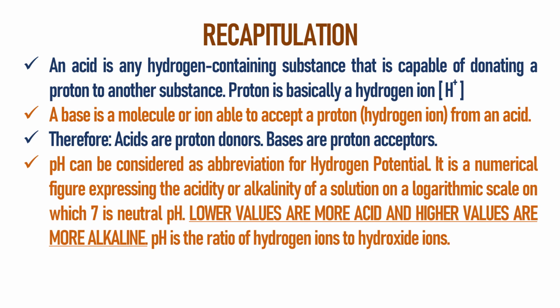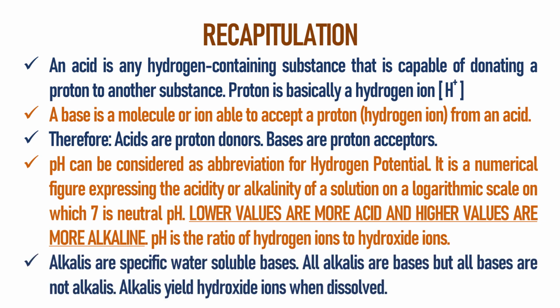pH can be considered as abbreviation for hydrogen potential. It is a numerical figure expressing the acidity or alkalinity of a solution on a logarithmic scale on which 7 is neutral pH. Lower values are more acid and higher values are more alkaline. pH is an indirect indicator of the ratio of hydrogen ions and hydroxide ions. Alkalis are specifically water-soluble bases. All alkalis are bases, but all bases are not alkalis. Alkalis yield hydroxide ions when dissolved.